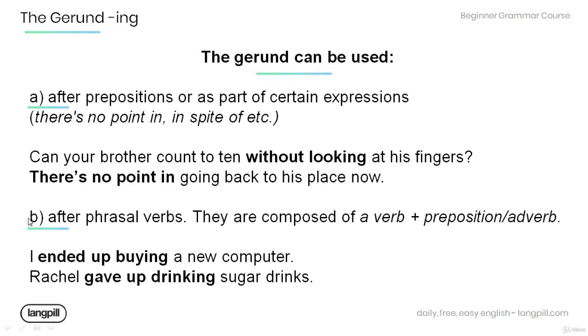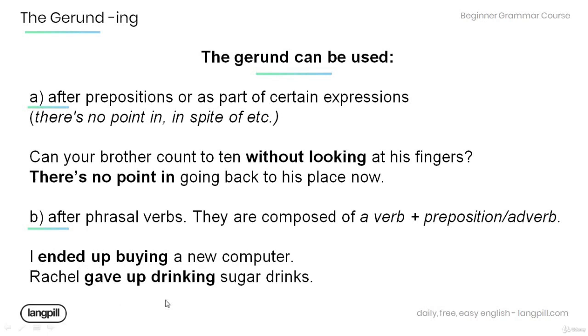B. The gerund can be used after phrasal verbs. They are composed of a verb plus preposition or adverb. For example, I ended up buying a new computer. Note that ended up is a phrasal verb, which is composed of a verb, ended, and up preposition.